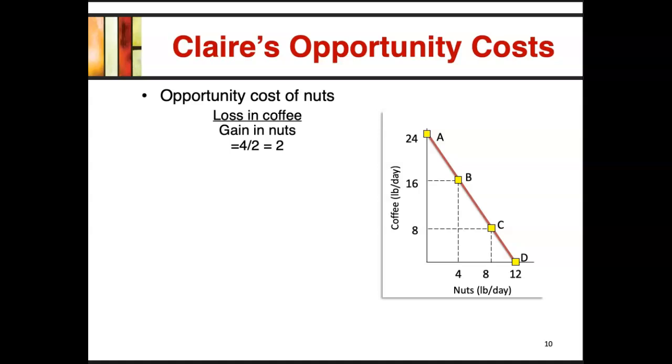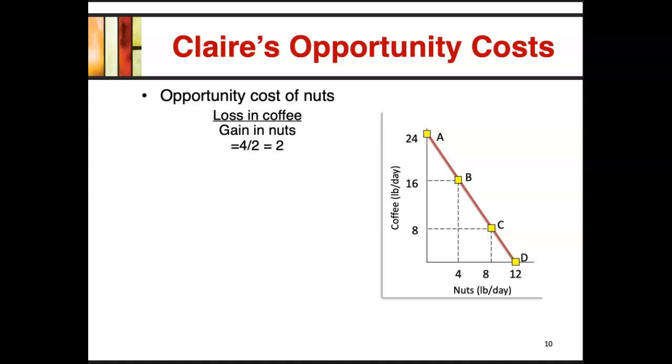She can't produce both of them at the same time. In a way, she can't multitask. That is the assumption we held earlier. She can either produce coffee, or she can use her time to produce nuts. She can't produce both at the same time. So when we say the opportunity cost of nuts, it means how many pounds of coffee Claire should give up in order to produce 1 pound of nuts.